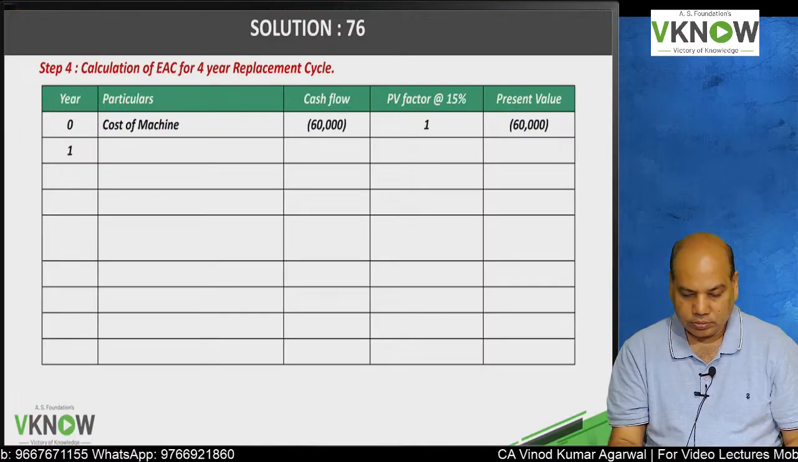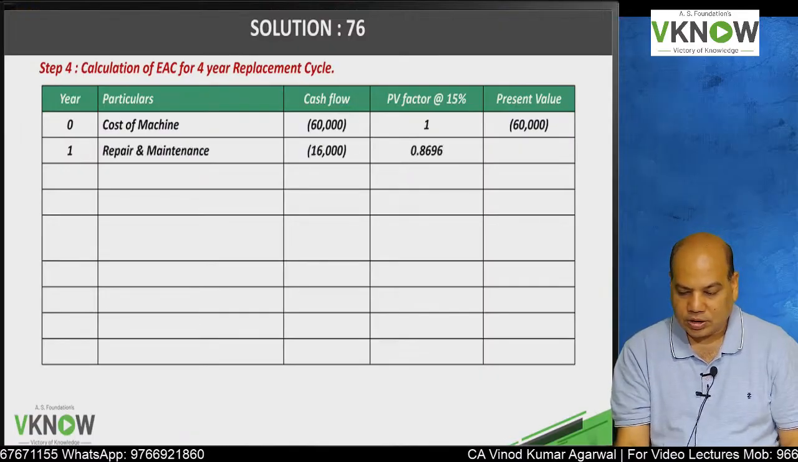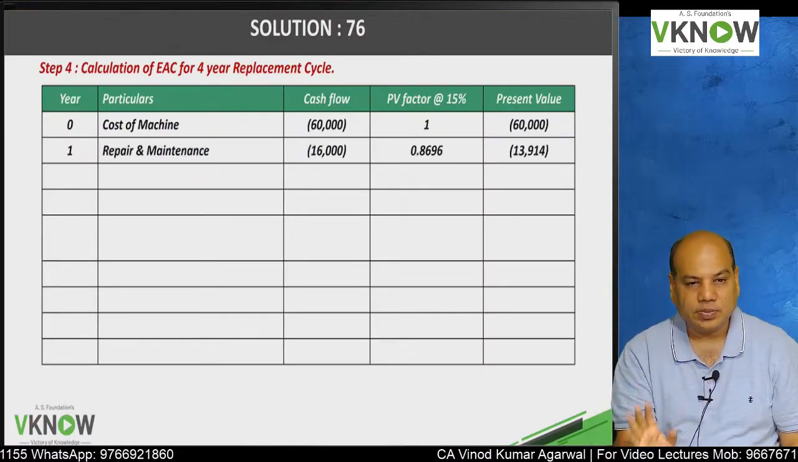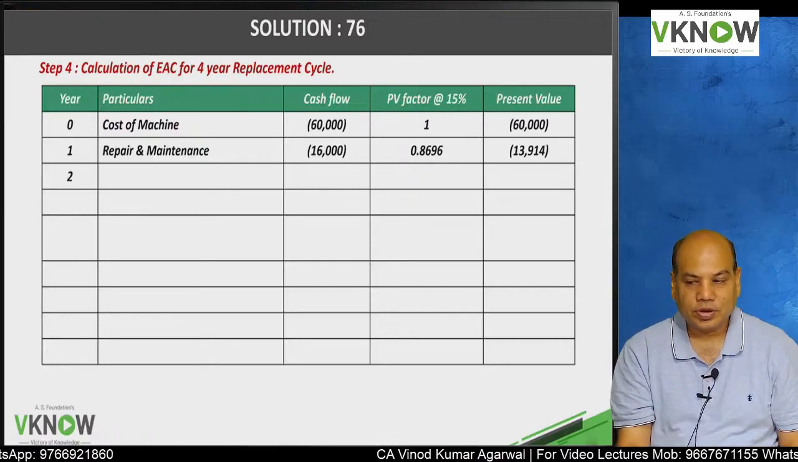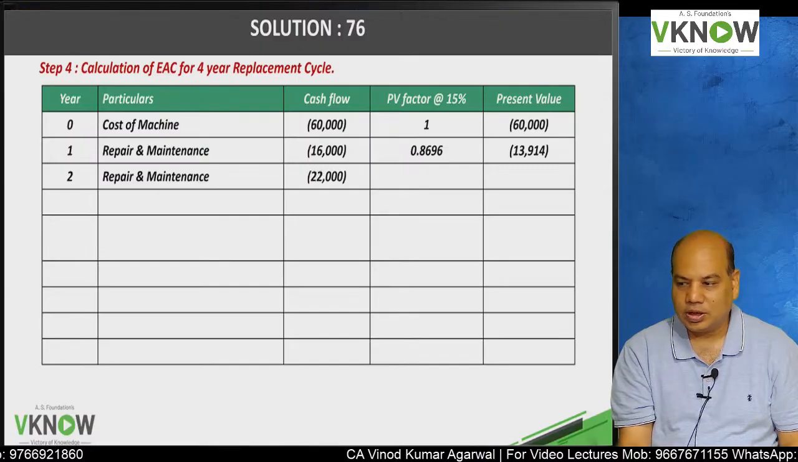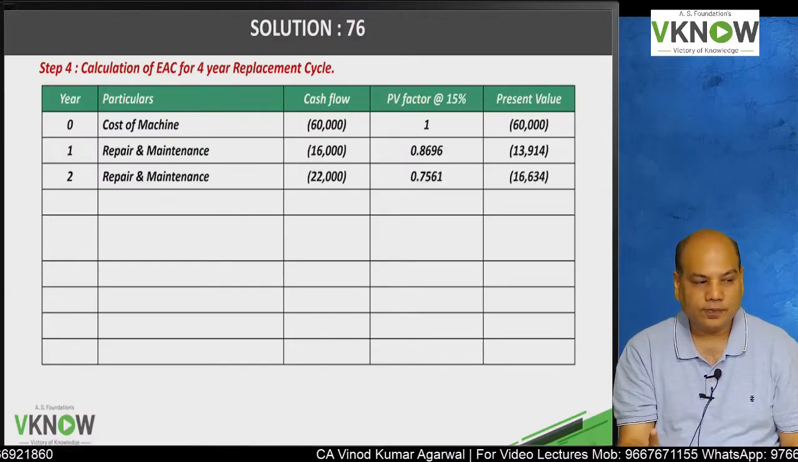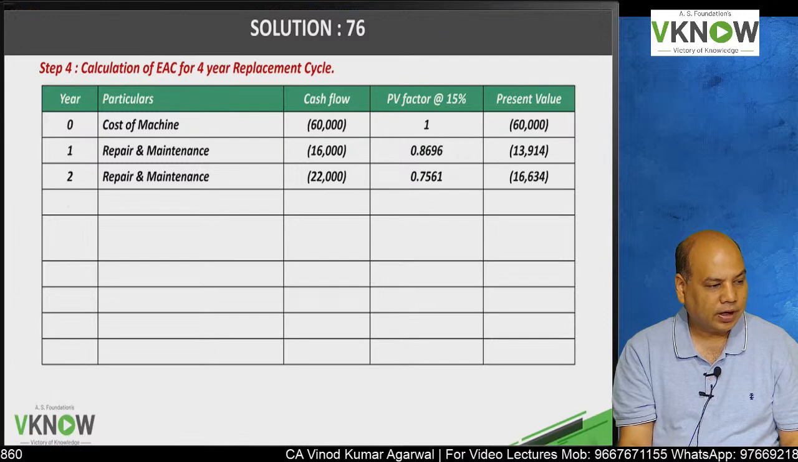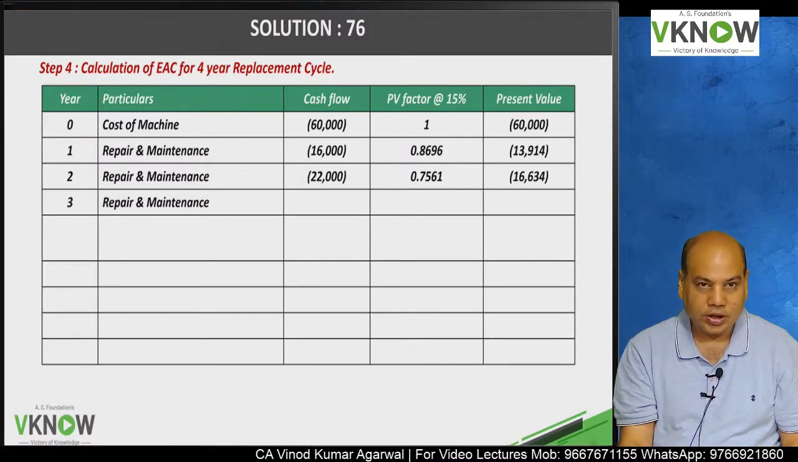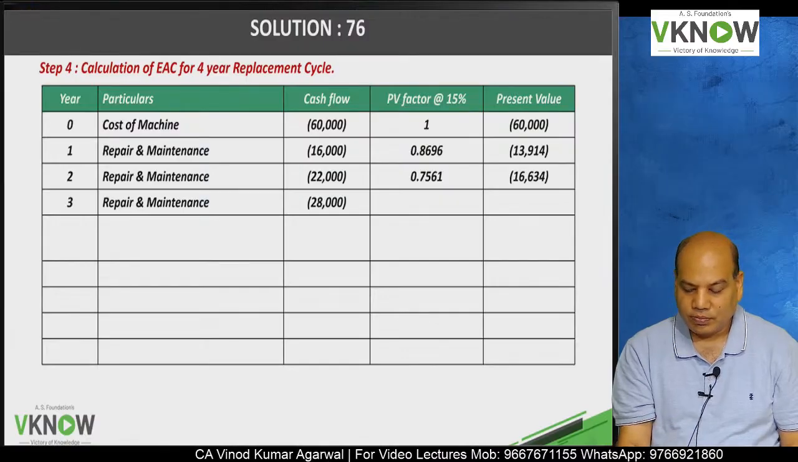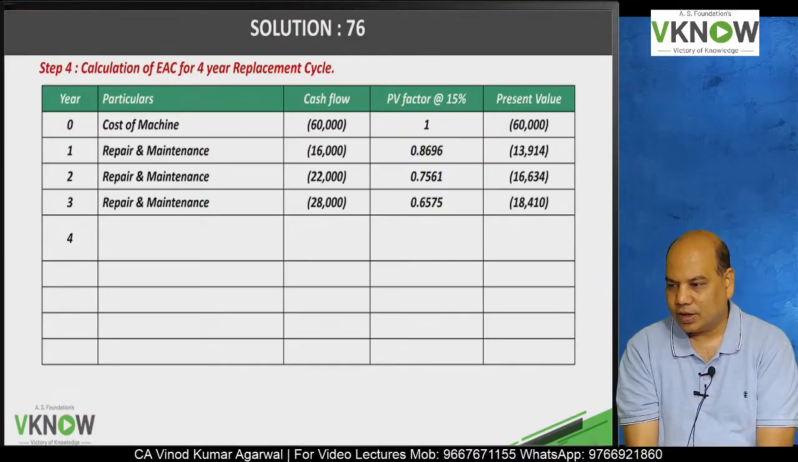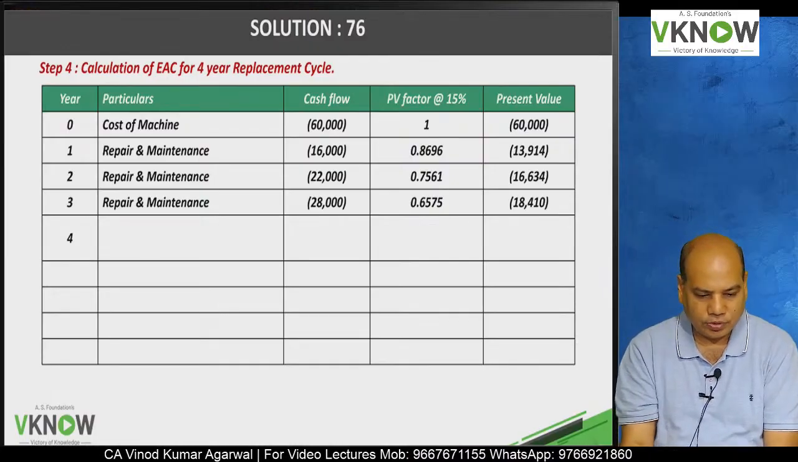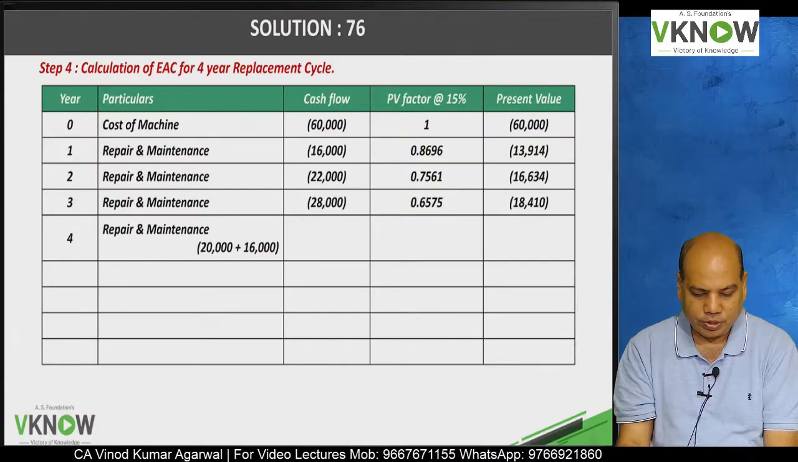Year 1 repairs and maintenance 16,000. Copy the factor and present value from the previous table to save time. Year 2 repair and maintenance 22,000, copy from the previous table. Year 3 again repairs and maintenance, very easy question, 28,000. Copy both factor and value. Year 4 you have to compute.